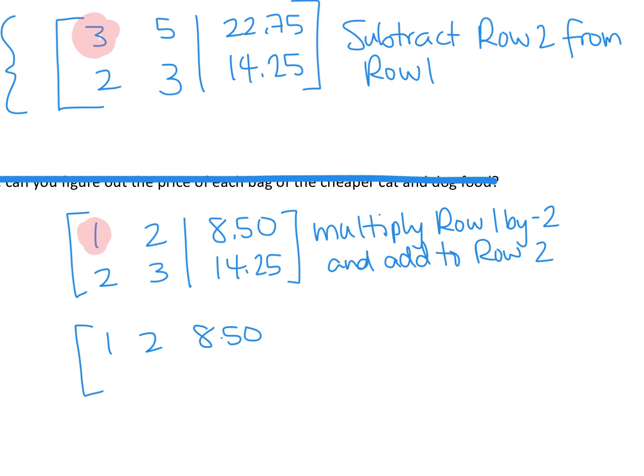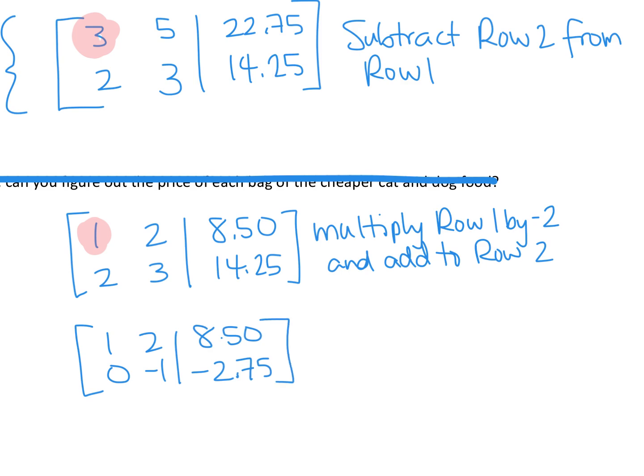I multiplied row 1 by -2 and added it back to row 2. So that means I get a 0 here, which is what I wanted. And then I get 2 times -2 is -4, plus 3, -1. 2 times -8.50 is -17, plus 14.25 is -2.75. Okay, looking really good.